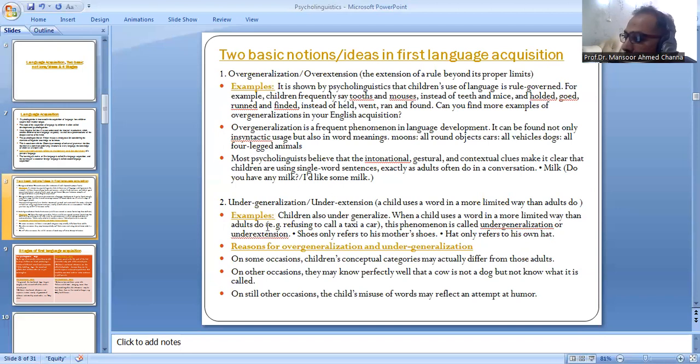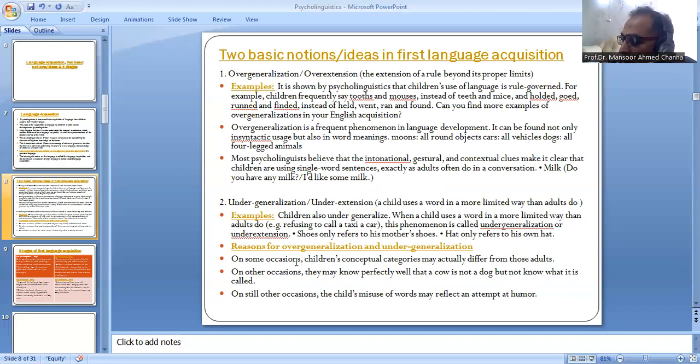Number two, undergeneralization or underextension, can be explained as a child using a word in a more limited way than adults do. For example, refusing to call a taxi a car. This phenomenon is called undergeneralization or underextension. "Shoes" only refers to his mother's shoes, and "hat" only refers to his own hat.